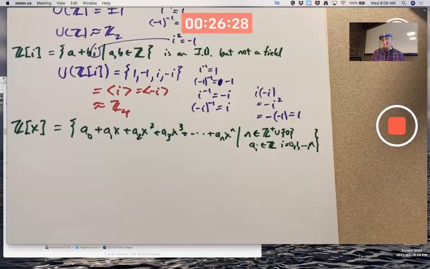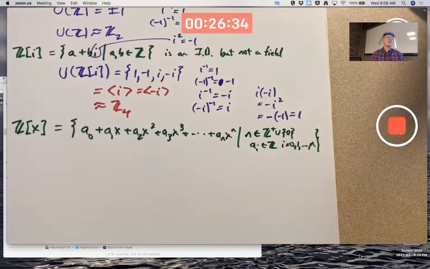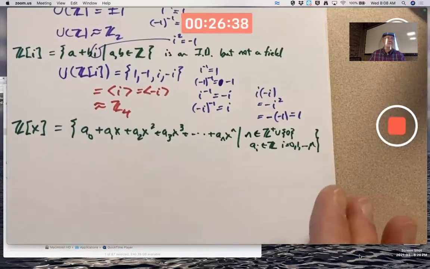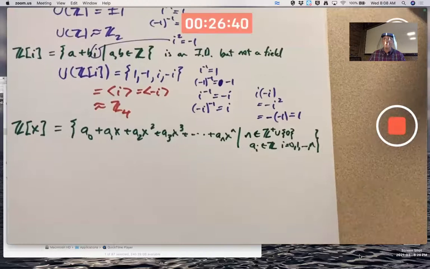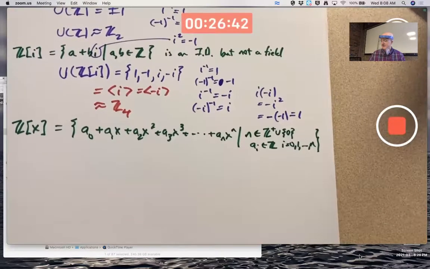Could be degree million, a Google factorial, arbitrarily high degree here. But it is a polynomial, so it's not an infinite series. It does truncate somewhere, each element. It's got some degree, some highest power.